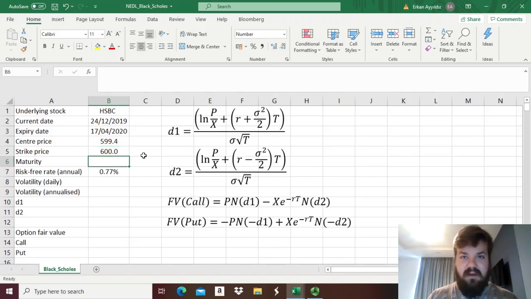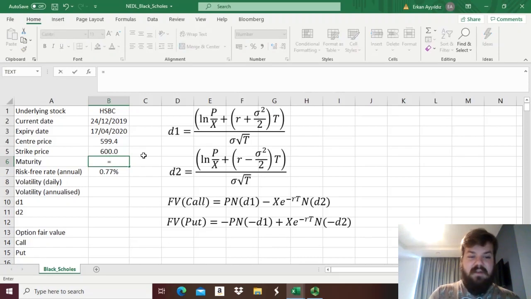So we're just considering what would happen at the very end of our trading period, at the expiry date, the 17th of April. So the maturity in years would be just the difference between the expiry date and the start date. That would give us the number of days that will pass from today until the expiry. But to get it in years, we need to divide it by 365, because there are 365 days in a year.